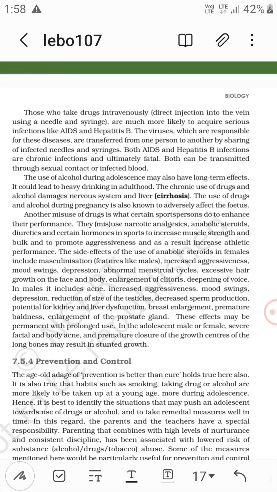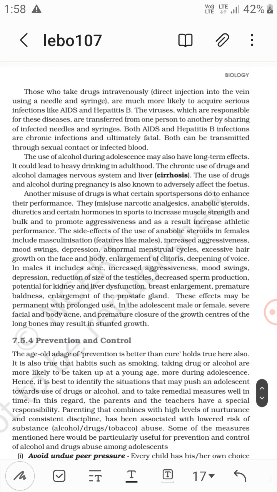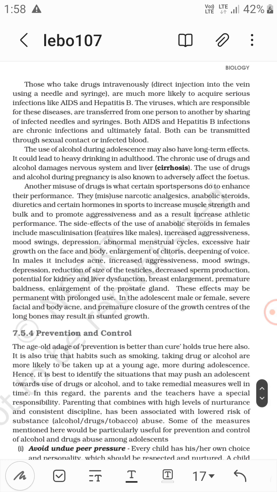potential for kidney and liver dysfunction, breast enlargement, then premature baldness, and enlargement of the prostate gland. These effects may be permanent with prolonged use.